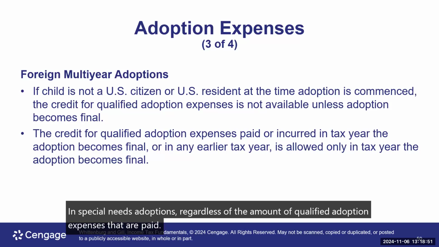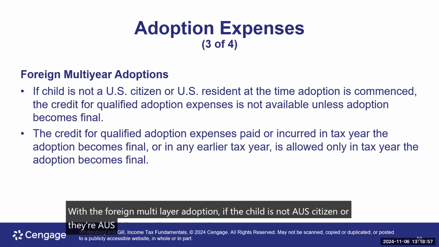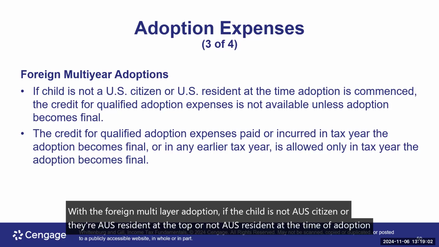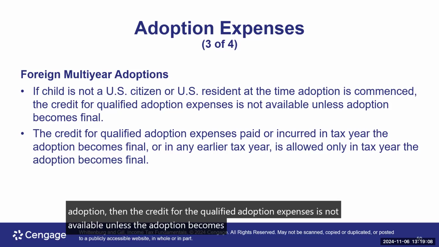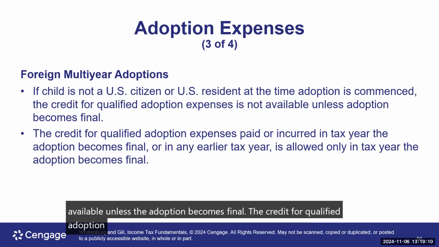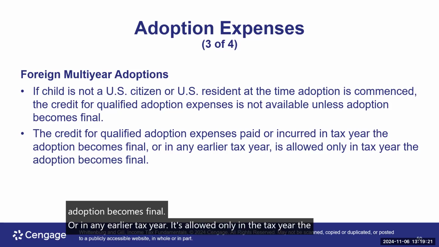With foreign adoption, if the child is not a U.S. citizen or a U.S. resident at the time of adoption, then the credit for the qualified adoption expenses is not available unless the adoption becomes final. The credit for qualified adoption expenses that were paid or incurred in the tax year that the adoption becomes final, or in any earlier tax year, is allowed only in the tax year the adoption becomes final.